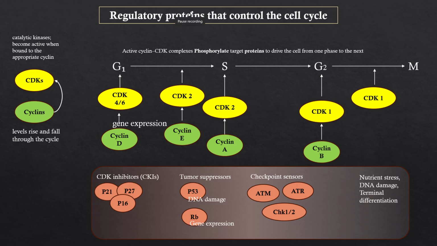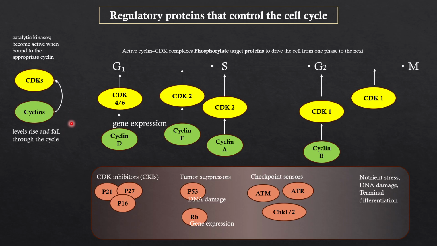Now let's look into the regulatory proteins that control the cell cycle. In this slide, we are looking at the regulatory proteins that control the cell cycle, which ensure that cells divide in a controlled and orderly manner. At the center of this regulation, there are two key components: the cyclins and the cyclin-dependent kinases, or CDKs. CDKs are enzymes, specifically catalytic kinases, but they are inactive on their own. They only become active when they bind to the appropriate cyclin. On the other hand, cyclins are regulatory proteins whose levels fluctuate throughout the cell cycle, and they are synthesized and degraded at specific stages.